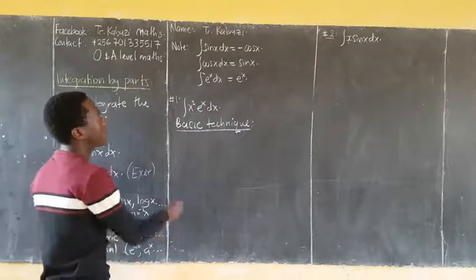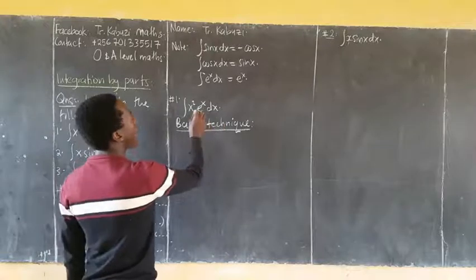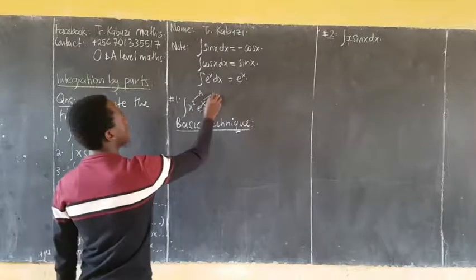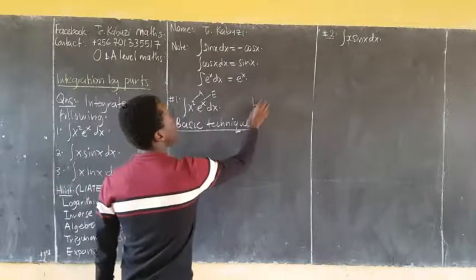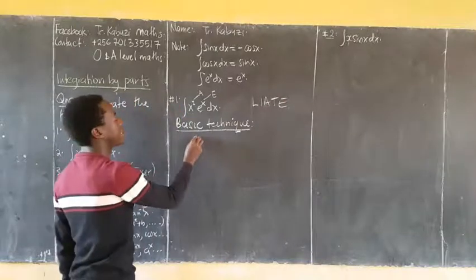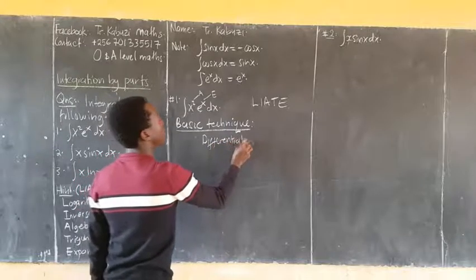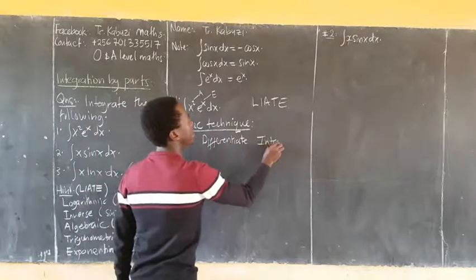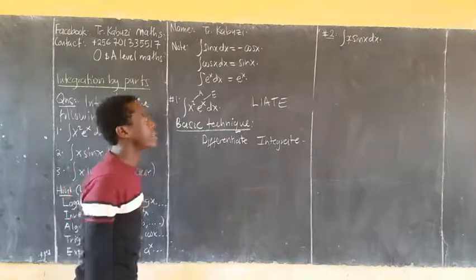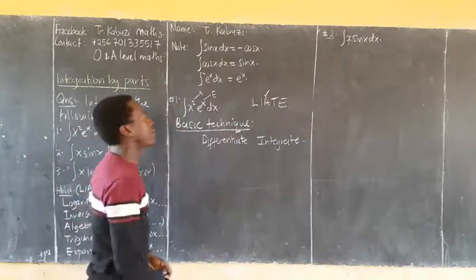In the basic technique, you need to realize that in my integral here, I have this as an algebraic function because it's a quadratic, and I have this as my exponential function. In the LIATE acronym, the basic thing says we are going to differentiate and also integrate. But the question is, what do we differentiate? What do we integrate? What comes first in the LIATE acronym is what we differentiate.